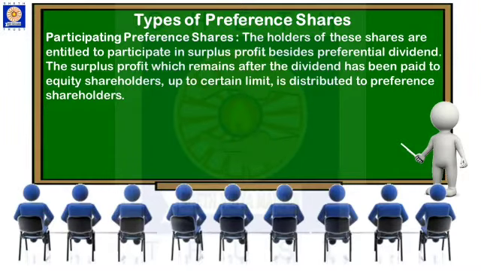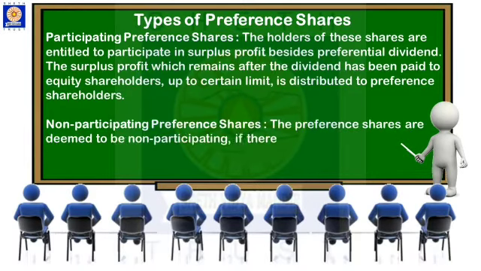But after paying them all, if there are more profits left in the company, this type of preference share is entitled to participate in that surplus profit. They have received their fixed rate of dividend, but after paying dividend to equity shareholders, if surplus profit remains, this type of preference share can participate and take this profit.